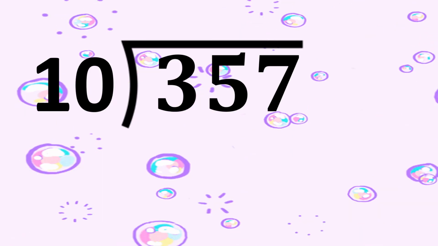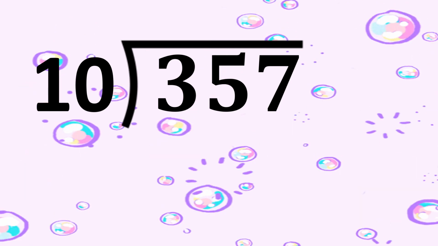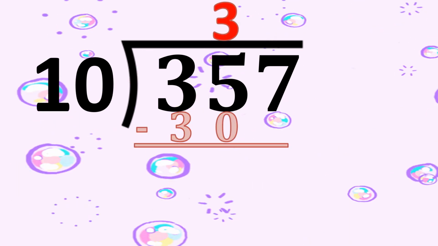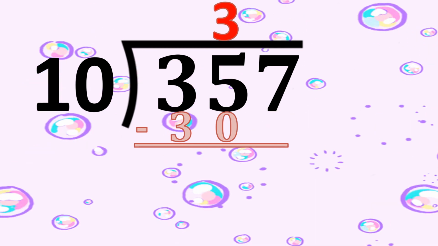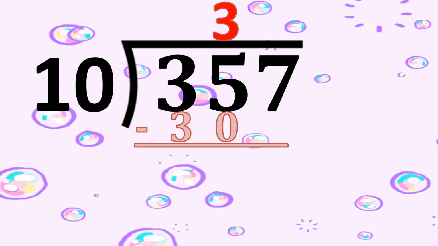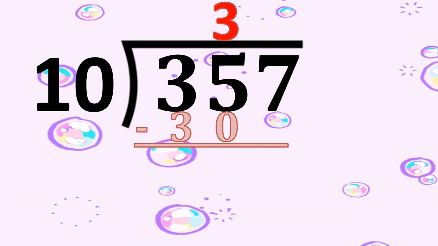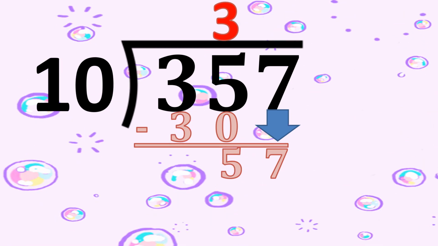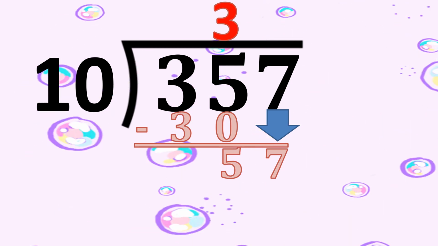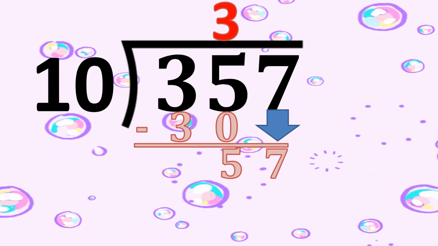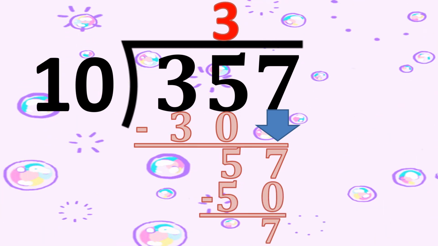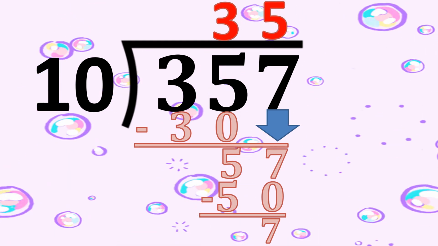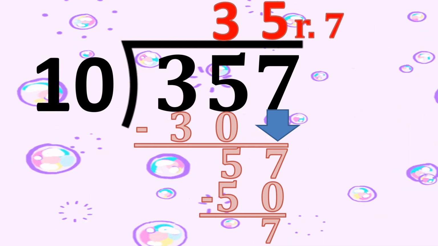Example number 2. We have 357 divided by 10. So 35 divided by 10 is 3. And 3 times 10 is 30. Now, 35 minus 30 is 5. And bring down 7. The last dividend is 57. 57 divided by 10 is 5. And 57 minus 50 is 7. The remainder now is 7.